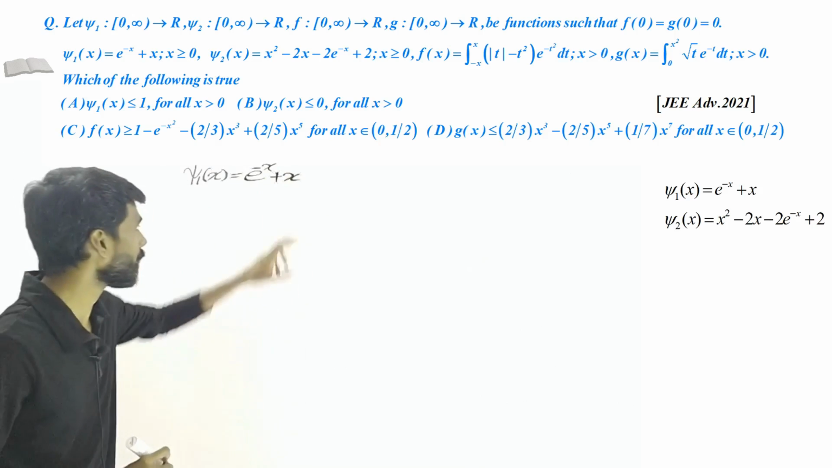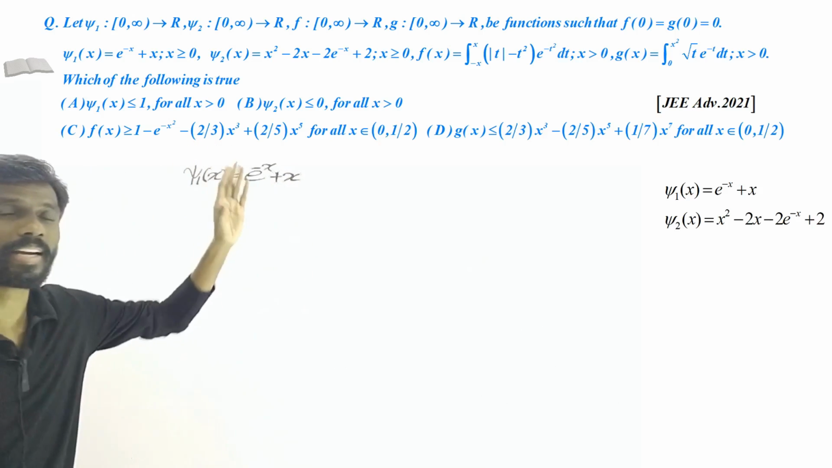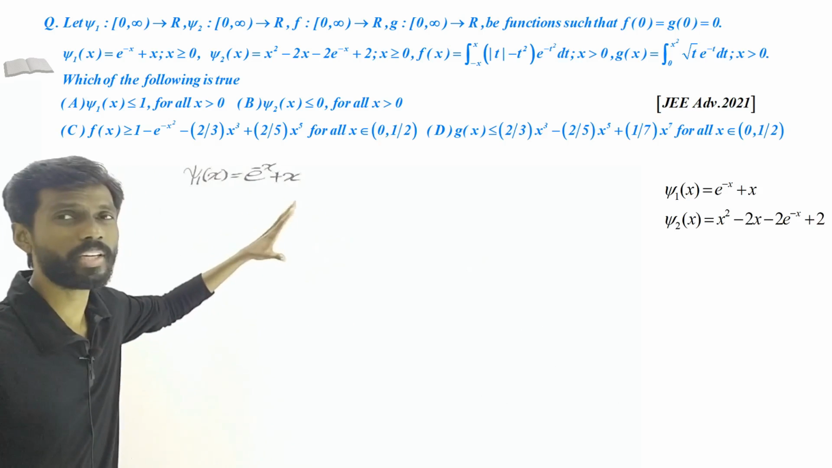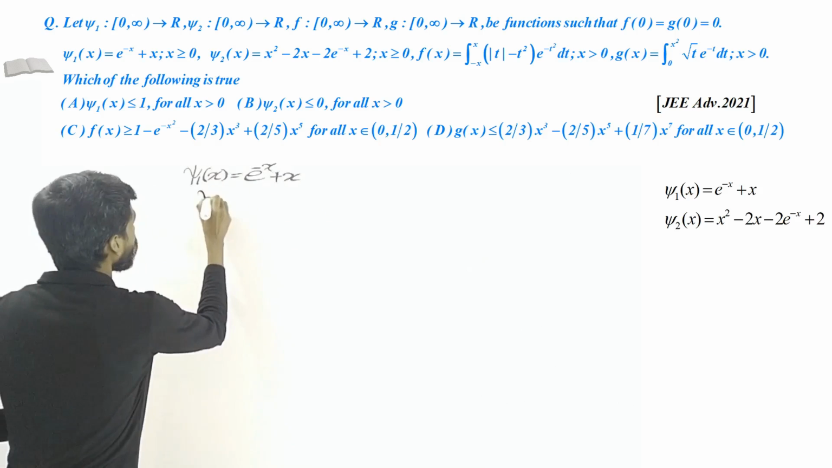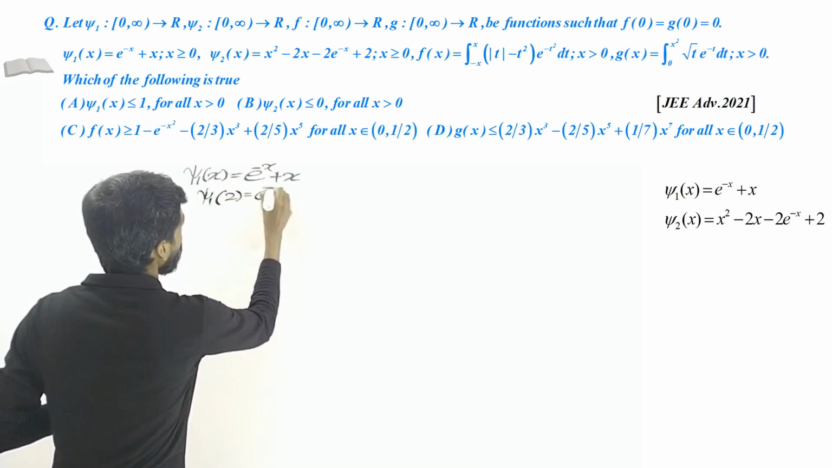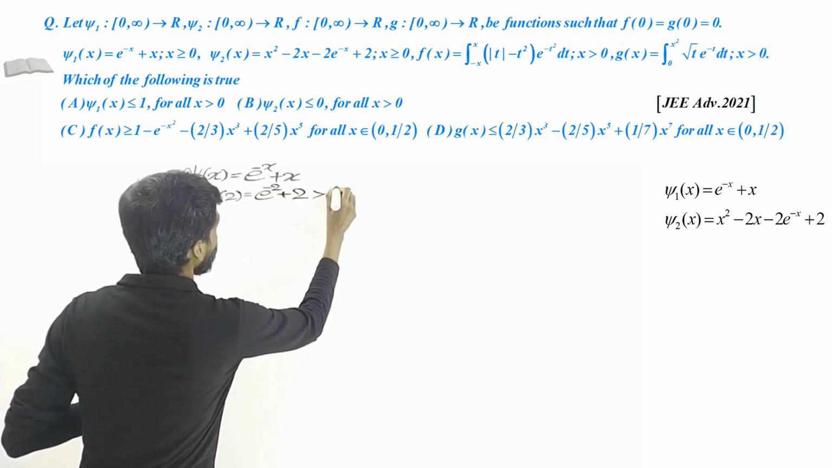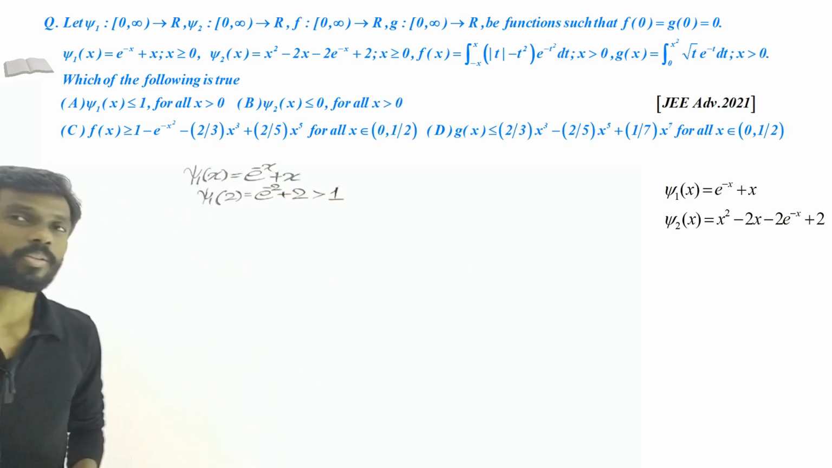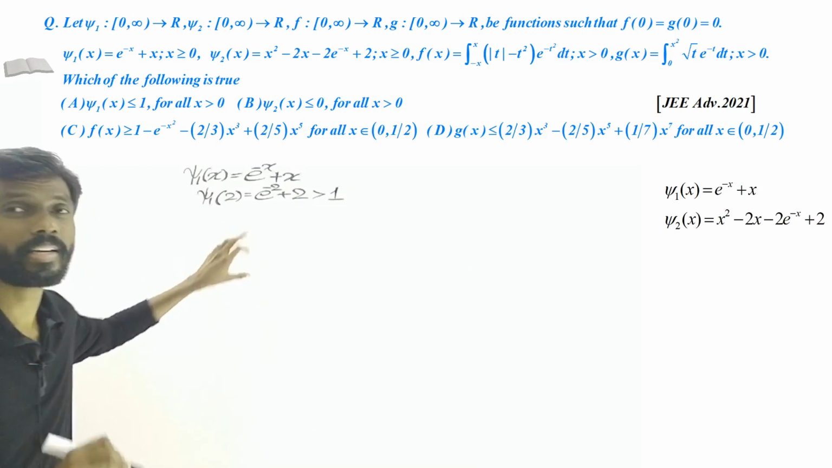Obviously not. As x increases, this is anyway positive, and as x tends to infinity, this tends to infinity. This is not less than or equal to 1. Or if you take a simple example, psi 1 of 2 becomes e to the power minus 2 plus 2. This value is always greater than 2, or particularly greater than 1. So this option is not true.